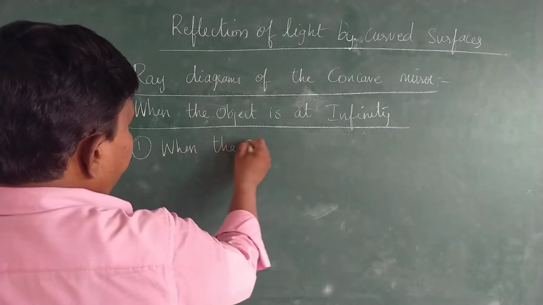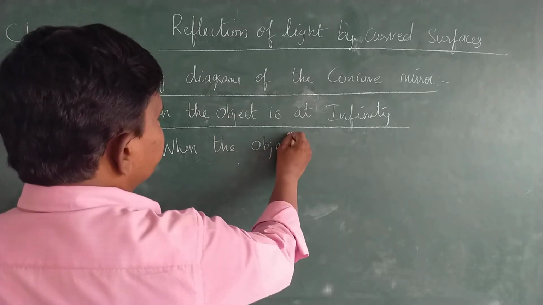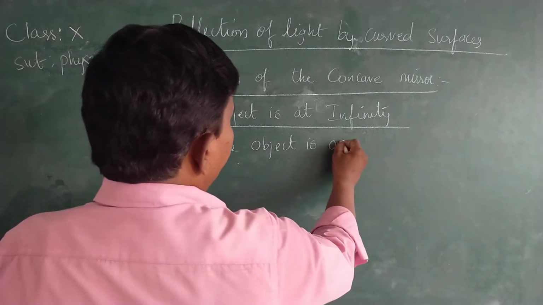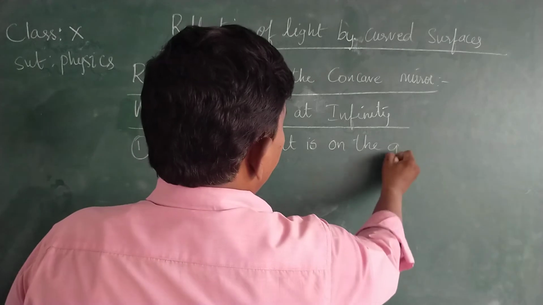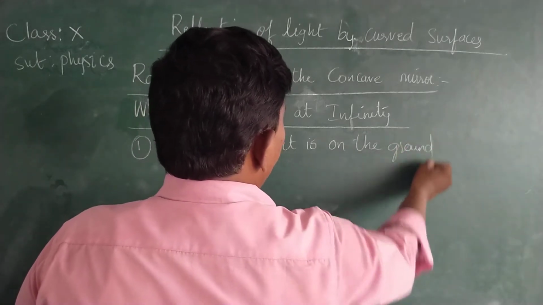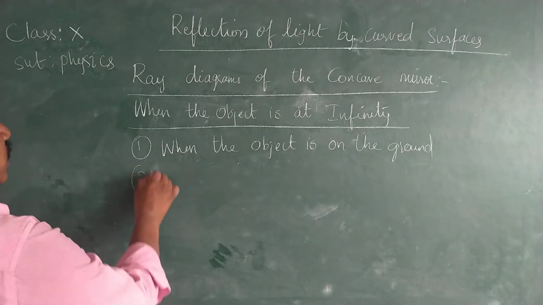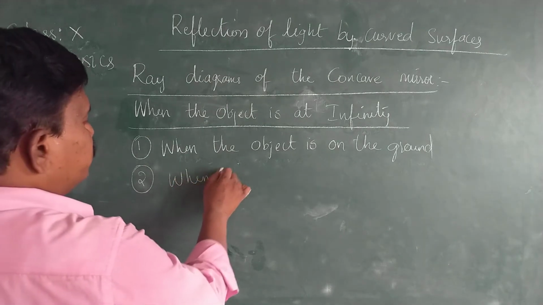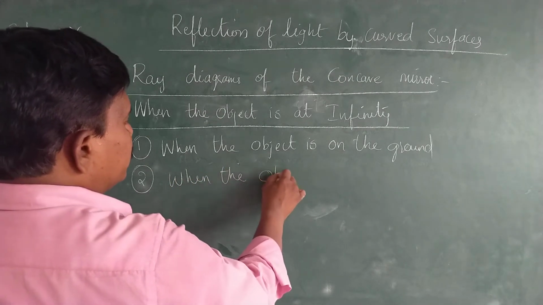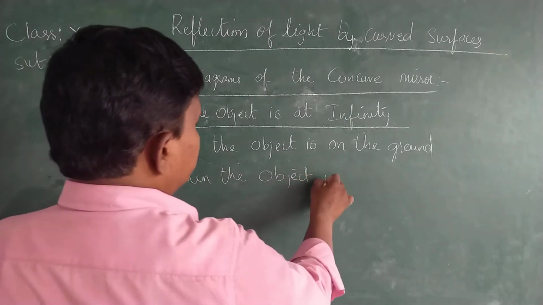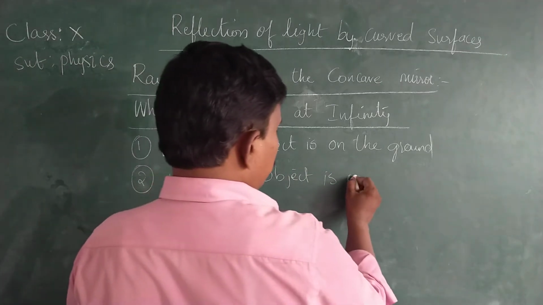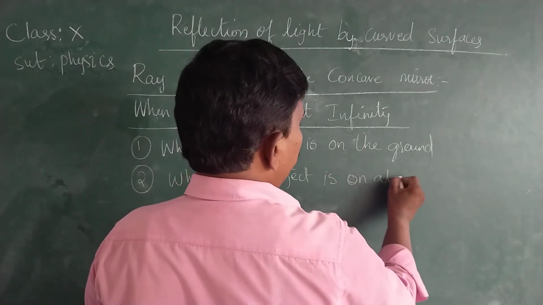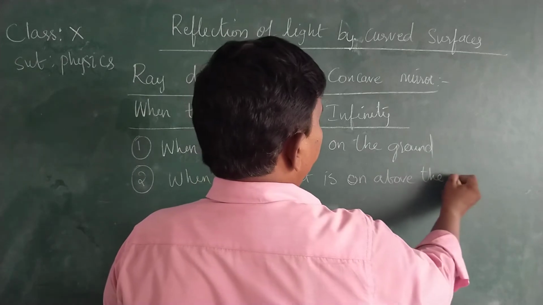When the object is on the ground. The object is on the ground. The second position is that when the object is on above the ground.